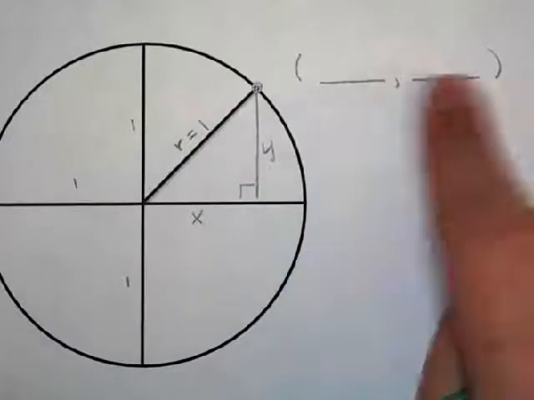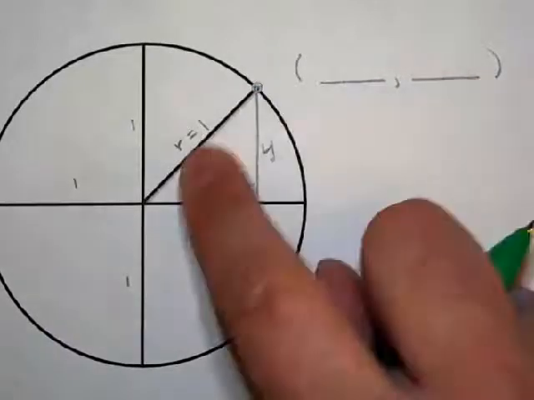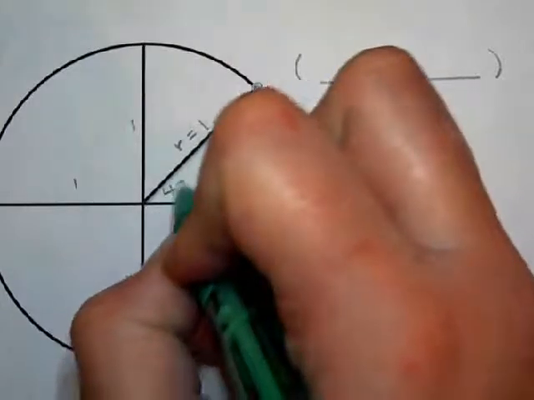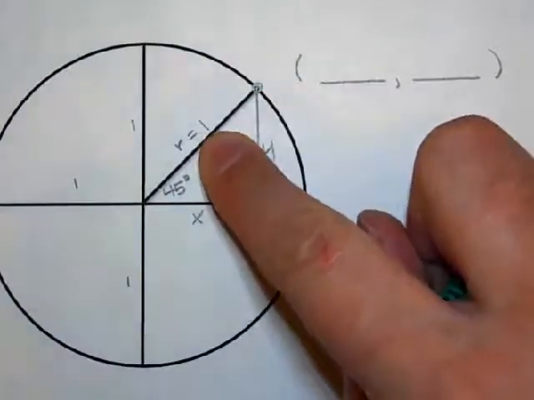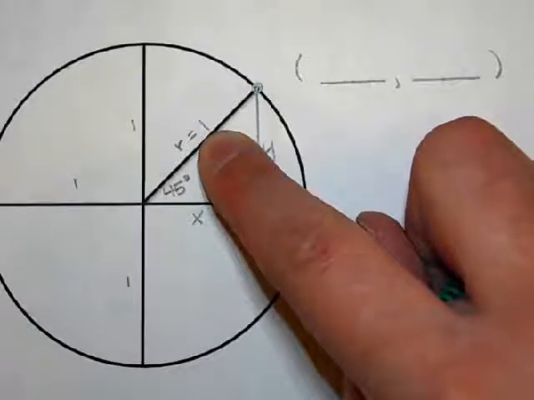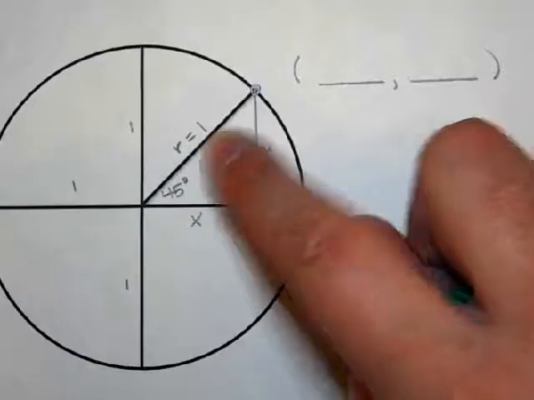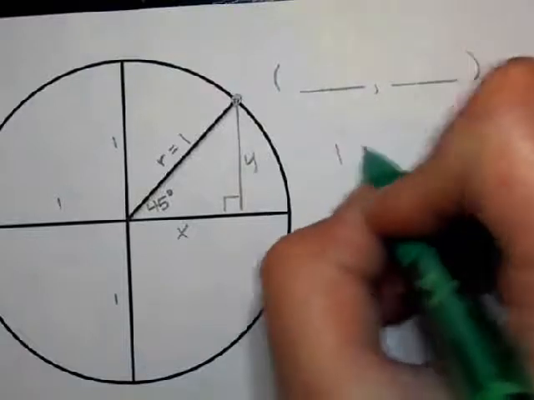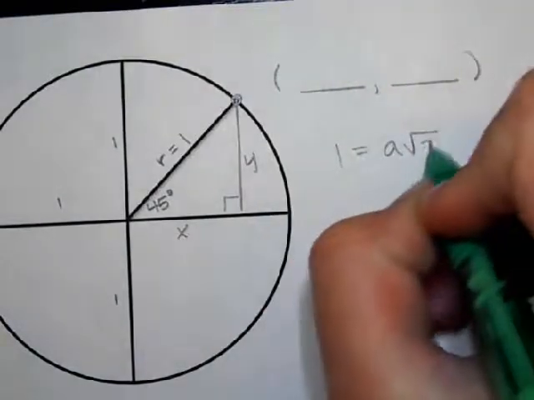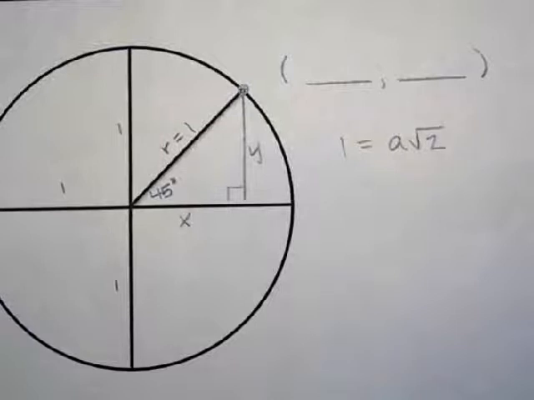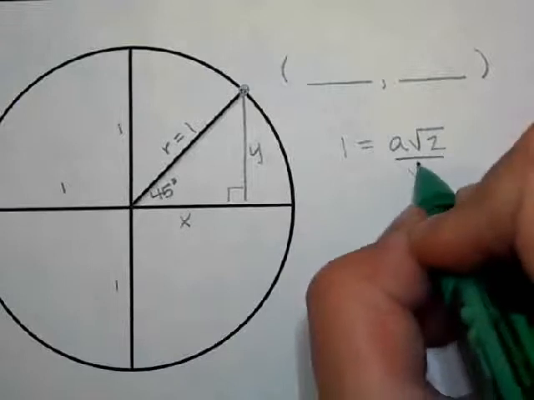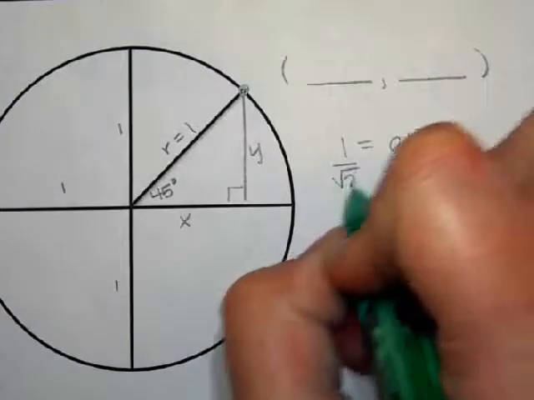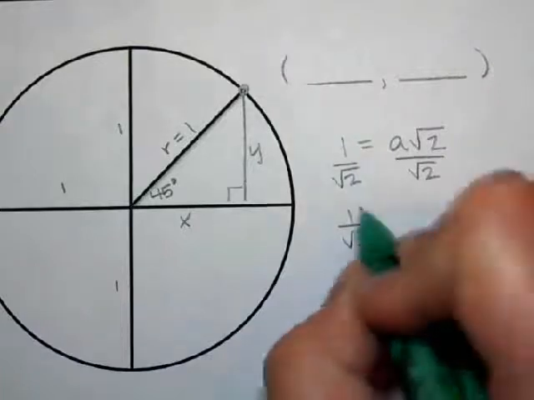So the 1, this is a 45-degree angle, the 1 corresponds to what side of the 45, 45, 90? Is it the A side or the A root 2 side? It's the A root 2 side. So we're going to say 1 equals A root 2. And then how do we solve for A to get these two sides? Divide by root 2. 1 over root 2 equals A. And it's not called solving. What is it called?